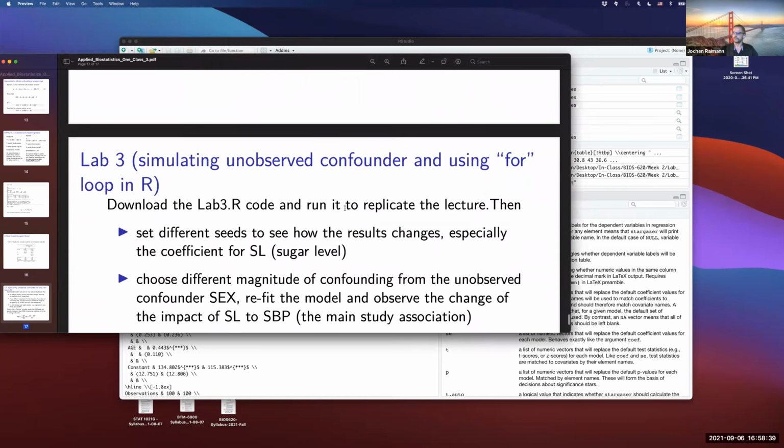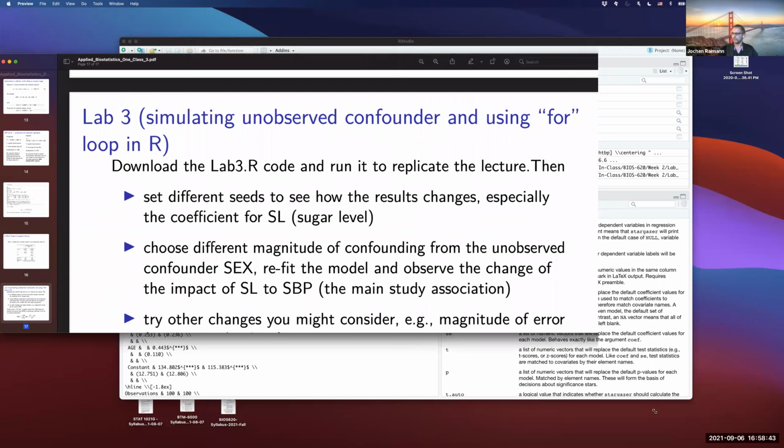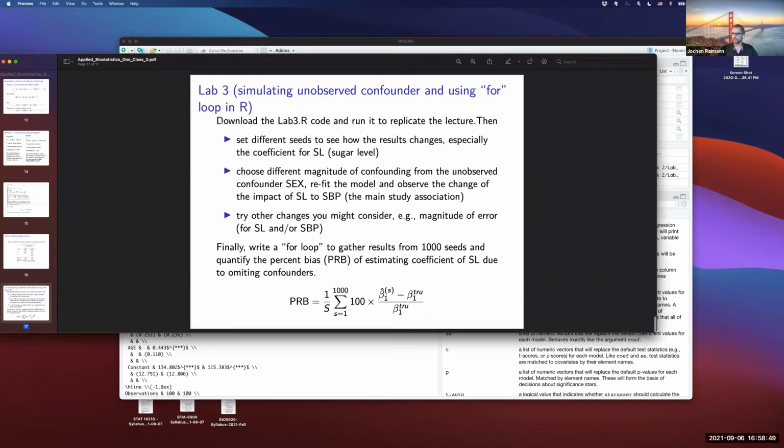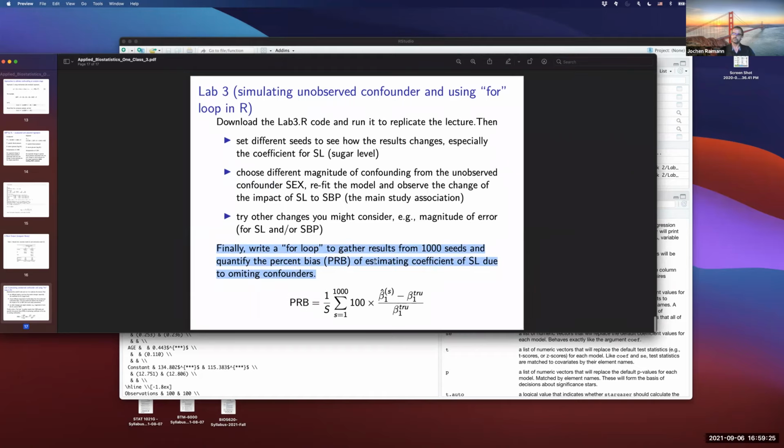Okay, so we have now lab 3. We will be running the code to replicate the lecture. Then we set different seeds and see how the results change, especially for sugar levels. We choose different magnitudes of observed confound effects. We refit the model and observe the impact of SL on SPP. Try other changes you might consider, including the magnitude of error for SL and/or SPP. Finally, write a for loop to gather results from 1,000 seeds and quantify the percent bias of estimating coefficients of SL due to omitting confounders.